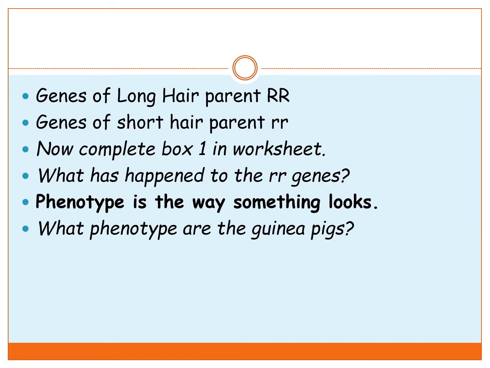So now you should be able to pause the video and fill out the first part of the worksheet and answer the questions, which are what has happened to the little r genes and what phenotype are the guinea pigs. So pause the video and try to answer the question. The answer is that the little r gene is now masked with the dominant big R gene, and the phenotype is therefore the dominant long hair for all of the first generation guinea pigs.